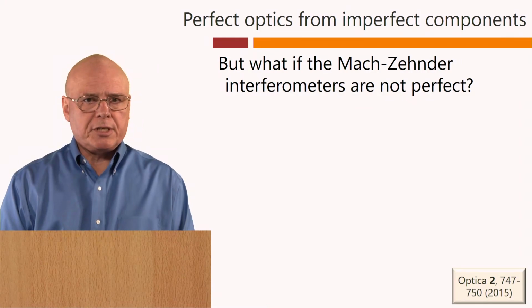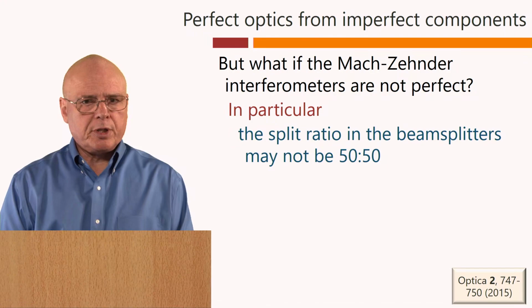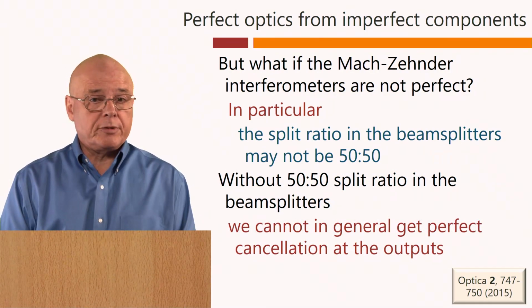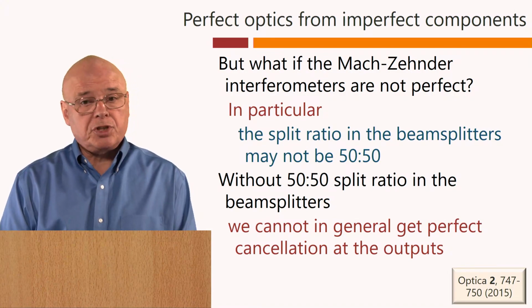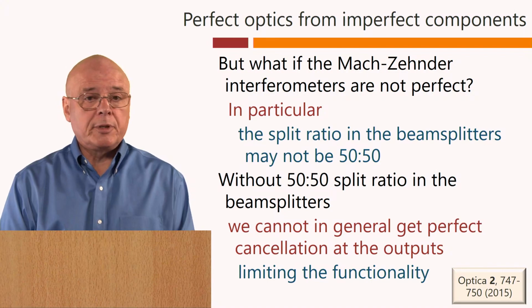But what if the Mach-Zehnder interferometers are not perfect? In particular, the split ratio in the beam splitters may not be 50-50. Without 50-50 split ratio in the beam splitters, we cannot in general get perfect cancellation at the outputs. And that limits the functionality.